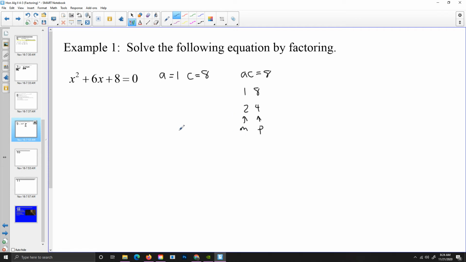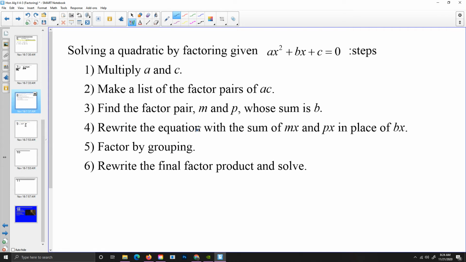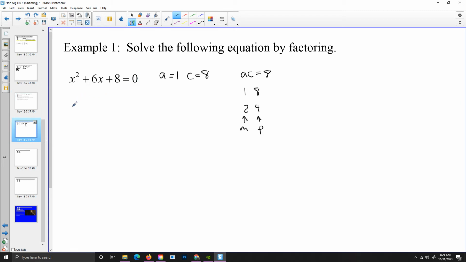And so if I go back here, we're going to rewrite the equation with the sum of mx and px in place of bx. So we're going to rewrite this as x squared plus 2x plus 4x plus 8 equals 0. Now, you'll notice that I've rewritten this equation, but I have not changed the equation. 2x plus 4x is 6x. So the next step says factor by grouping.